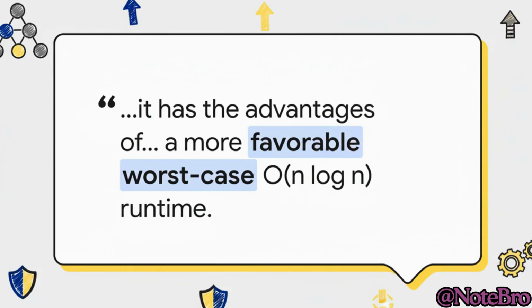This favorable worst-case runtime is basically Heap Sort's insurance policy against disaster. It's the reason why mission-critical systems like the Linux kernel have relied on it for years. It's so reliable, in fact, that some modern versions of Quicksort will actually switch over to Heap Sort if they detect they're heading towards a worst-case scenario.